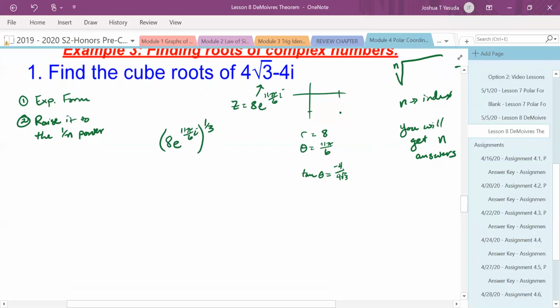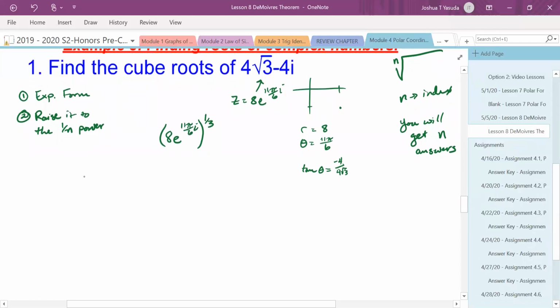Okay, so the first answer, our textbook just calls it W sub 0, or W naught. That would be 8 to the 1/3, which is 2. Cube root of 8 is 2. And then e to the 11 pi over 18 i. Okay, that's the first answer. There are 2 more answers.